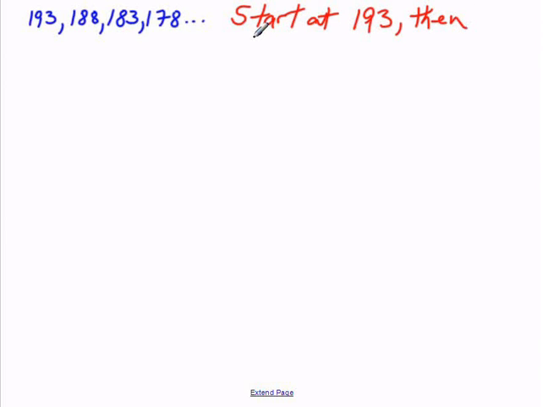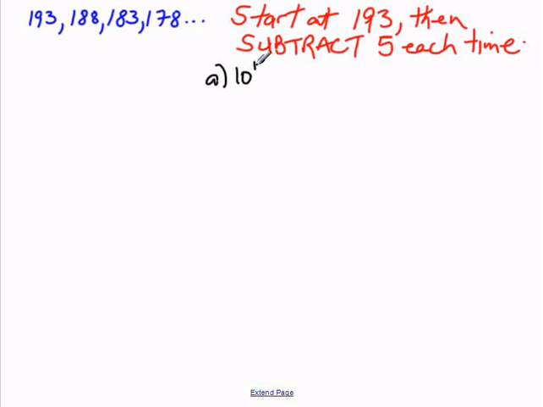And then we are subtracting or decreasing by 5 each time. Some important information right there. Start at 193, subtract 5 each time. So the first thing we're doing again is finding the 10th term value.